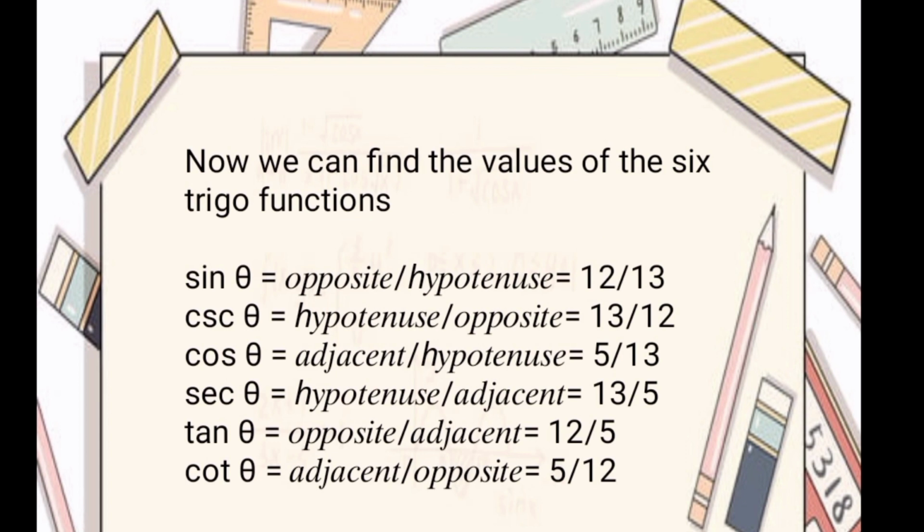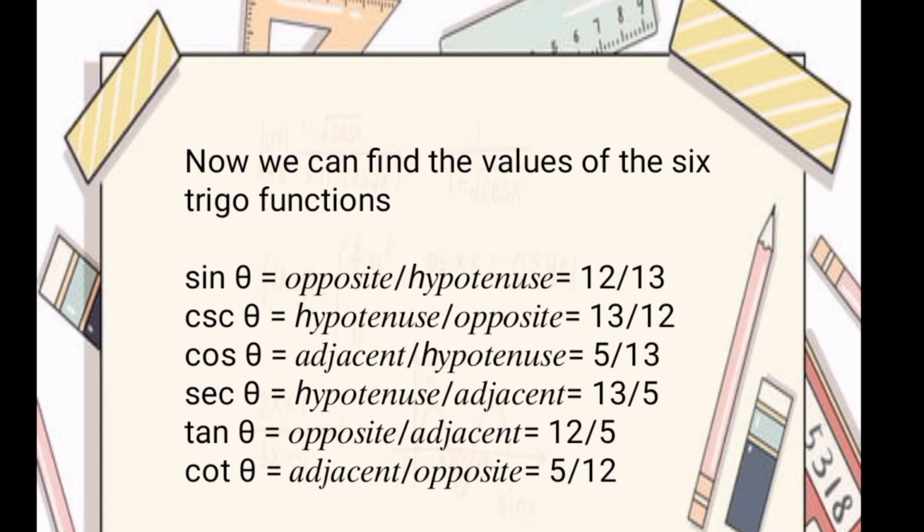Now we can find the values of the 6 trigonometric functions. Sine theta is equal to opposite over hypotenuse, where our opposite is 12 and our hypotenuse is 13. Cosecant theta is equal to hypotenuse over opposite, which is 13 over 12. Cosine theta is equal to adjacent over hypotenuse, which is 5 over 13.